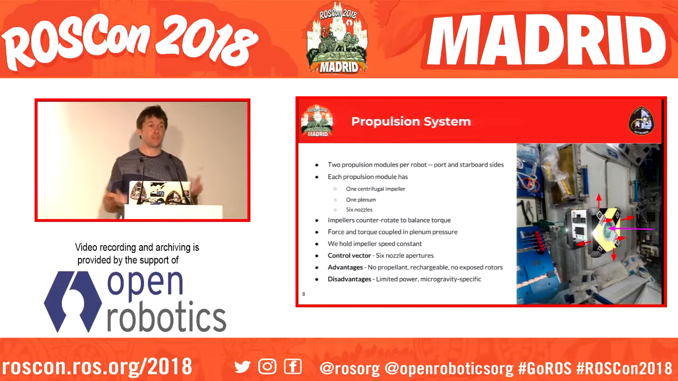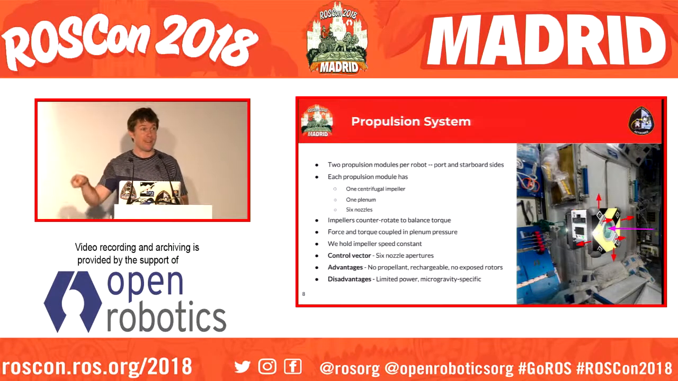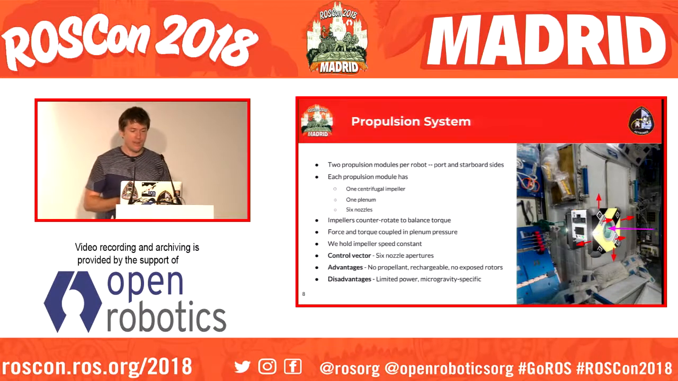Now, the cool thing about this is that it's completely propellantless. We don't have to send up CO2 tanks. It also doesn't have any exposed rotors, so no one's going to get their hair or their fingers stuck in a rotor. And the system is rechargeable. Just when it docks, it automatically recharges. The problem is that it outputs a very limited amount of power. So something like this, I'm not going to say it won't work, but it's unlikely to work on Earth because we're fighting 1G the whole time. And so that makes it kind of microgravity specific.